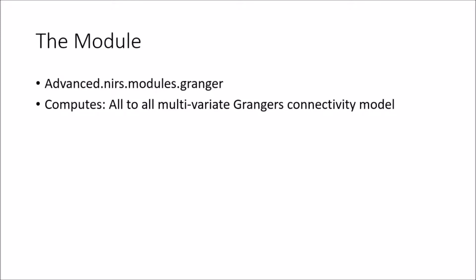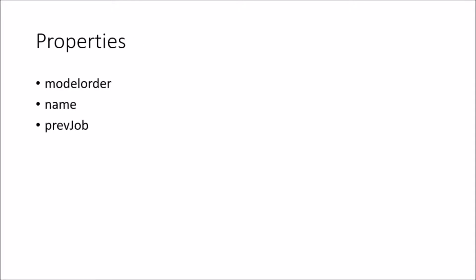advanced.nearest.modules folder, and it's just called Granger.m. This is basically the comment on it: it's going to compute an all-to-all multivariate Granger's connectivity model. Not very self-explanatory, but I'll do my best to explain it here.